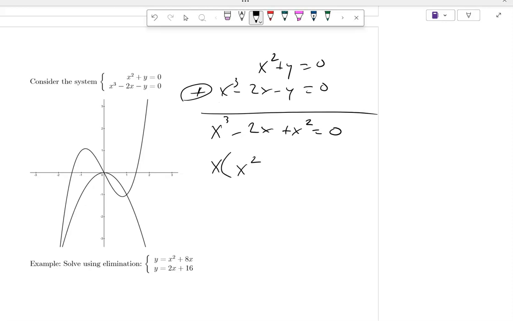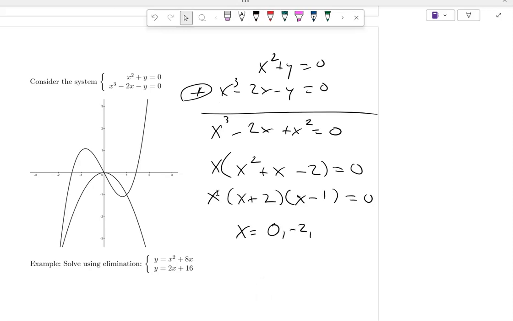I'm left with x squared. I'm going to just rearrange some things. I got an x squared, a plus x, and a minus 2. I just flip-flop the last two terms around just so they're going in descending order. Do you see how that factors now? How does that factor? Yeah, plus 2 and a minus 1. So what are your 3 x's that you get? Good. So you get x equal to 0, or x equals negative 2, or x equals 1.